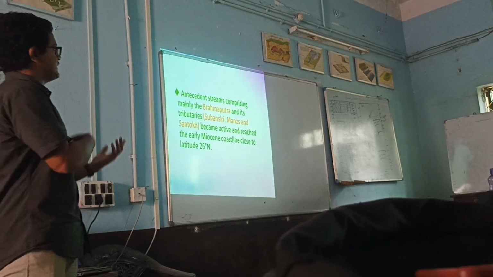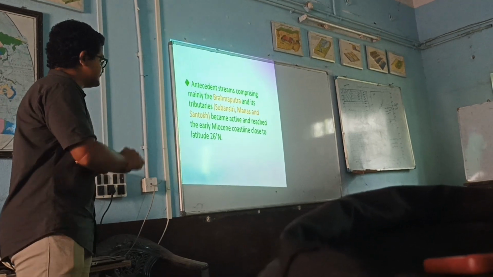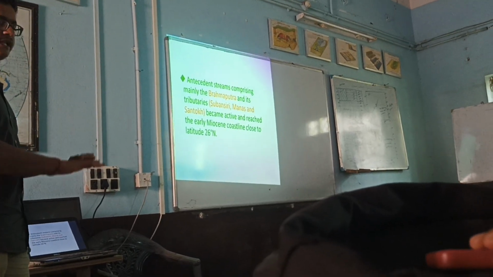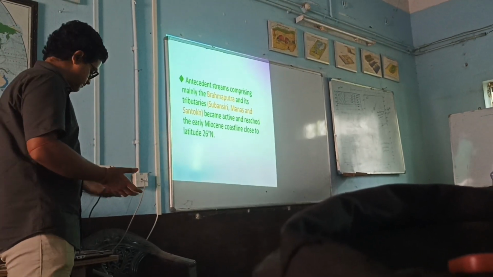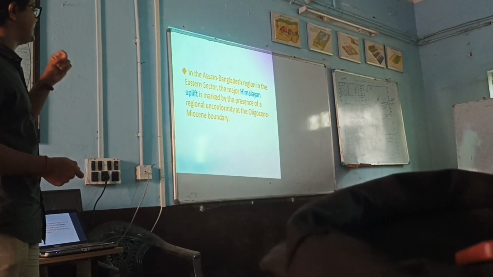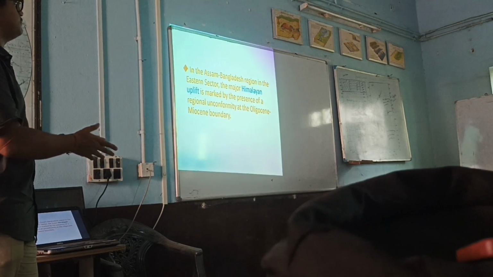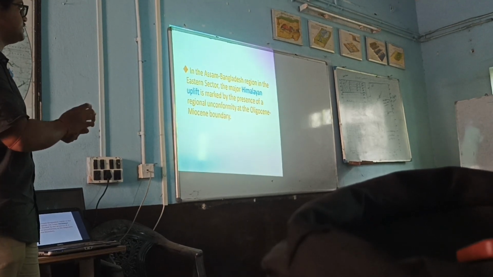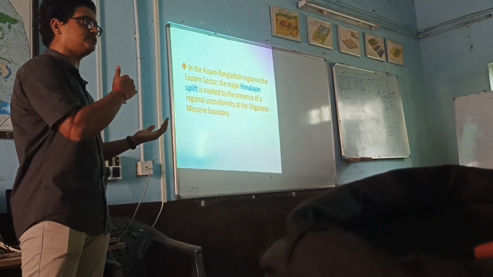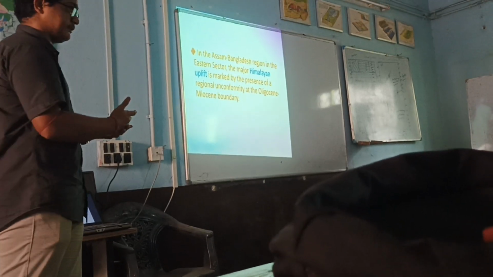Next, we look at the streams or rivers, namely the Brahmaputra, Subansiri, Manas and Sankosh. We see that they became very active and reached the early Miocene coastline, close to the latitude of 26 degrees. This is also a formational point. And here we also see that in the Assam-Bangladesh region in the eastern sector, the major Himalayan uplift is marked by the presence of a regional unconformity at the Oligocene-Miocene boundary. So these are the things which led us to the differentiation of the Oligocene and Miocene boundary.